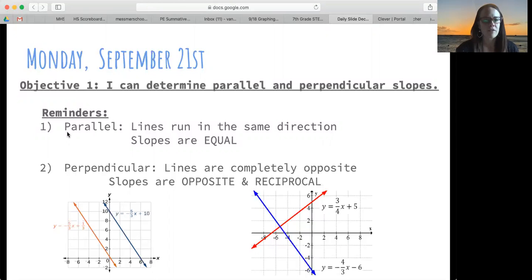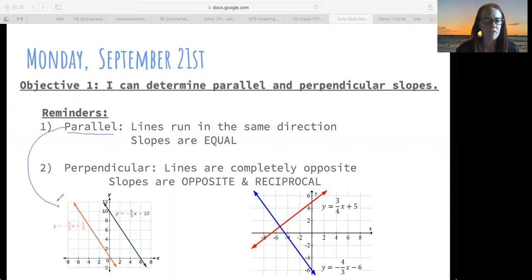So the first one is parallel, and right down here is the picture of parallel lines. And so parallel lines, if you remember, they do not intersect, they run in the same direction. So that's like the geometry part of it. But the algebra part of it is that the slopes are equal. That is the important part right here, and that's what we are going to really focus on today. The algebra part is that the slopes are equal.